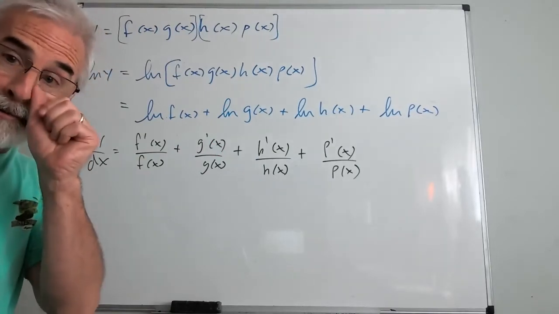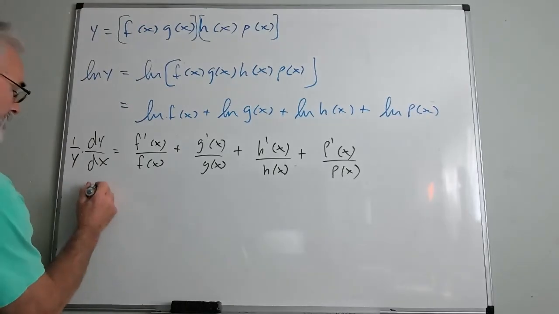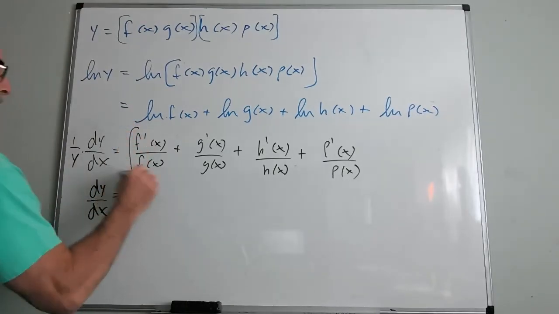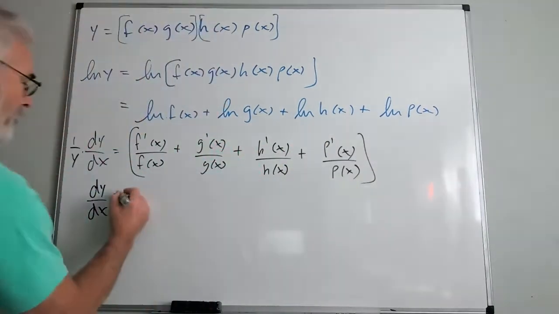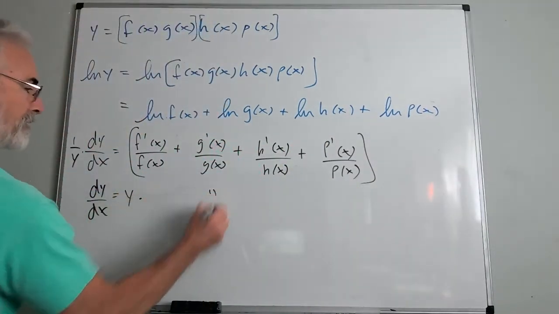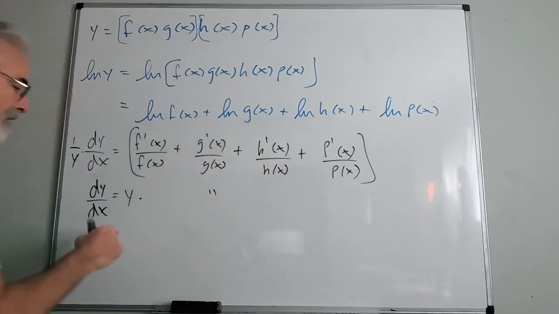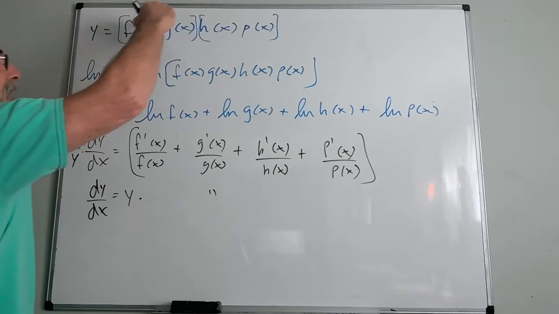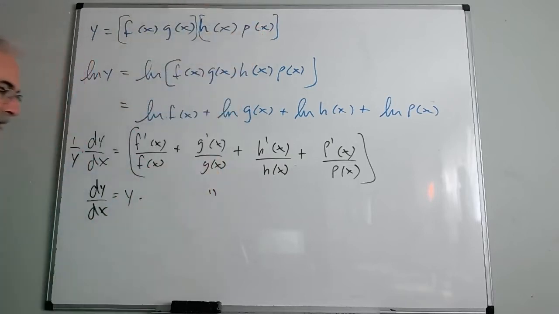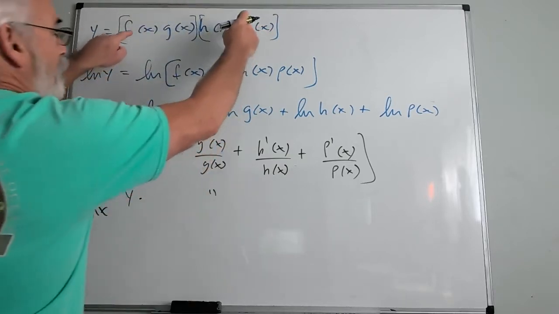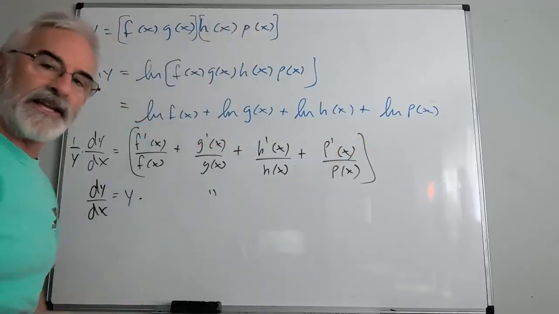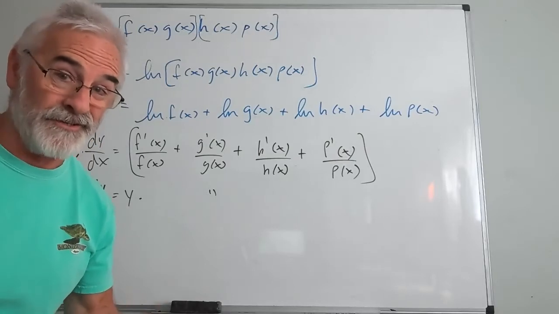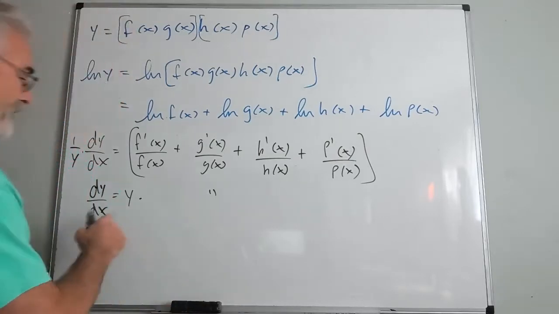Okay, I would now do the next step. What is dy dx? It's y times this thing. But what was y? F times g times h times p. Oh, when I multiply this by this, that will take care of the common denominator for me. In other words, don't bother with the common denominator if you don't need to. It's correct. But I could also just look at it this way.